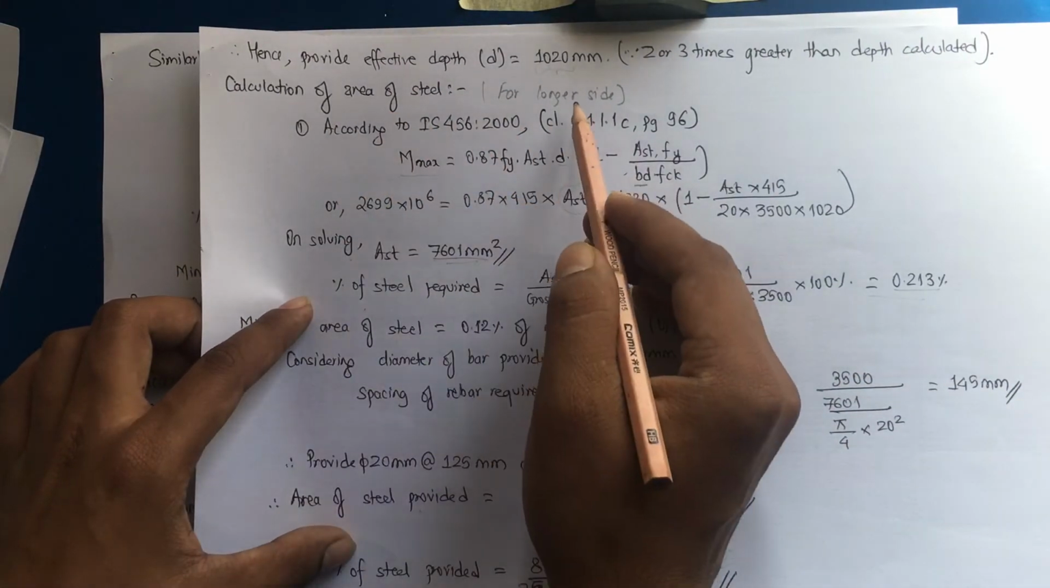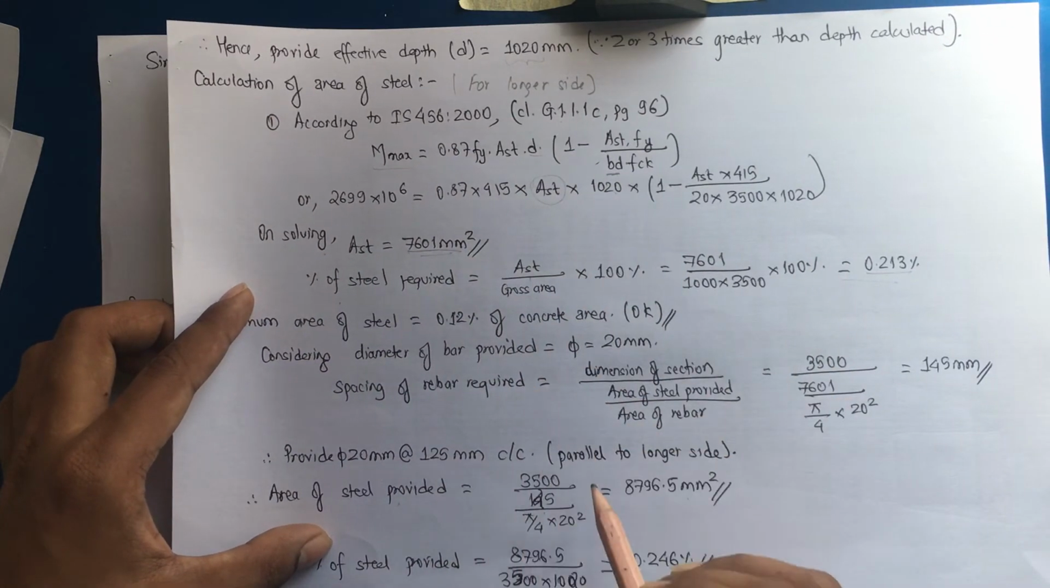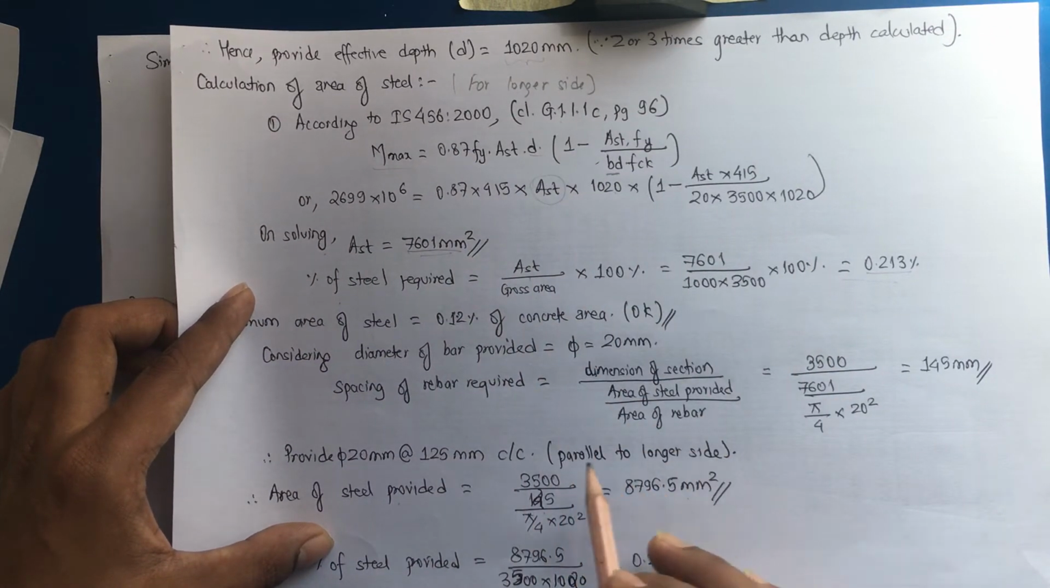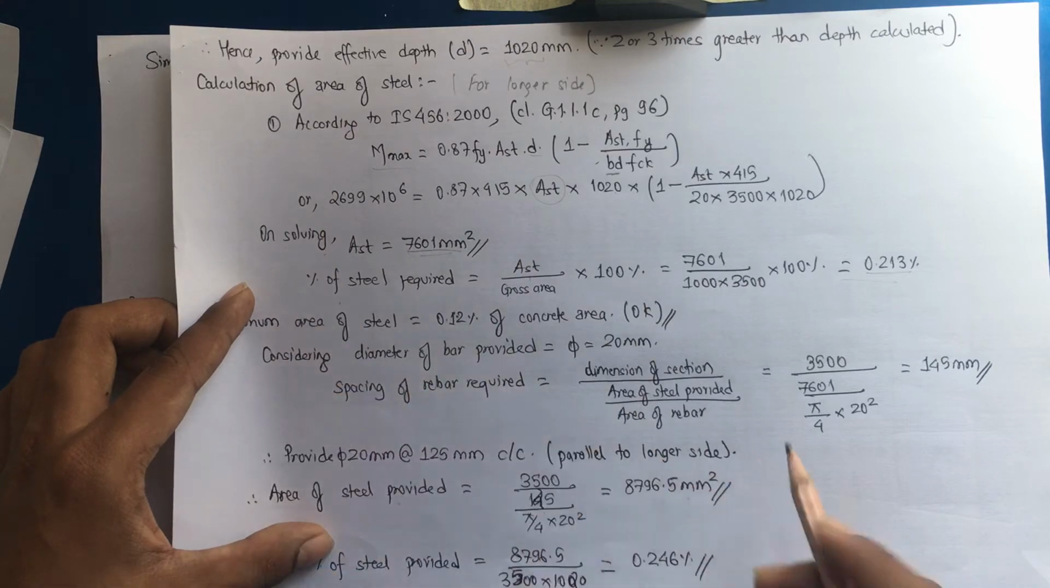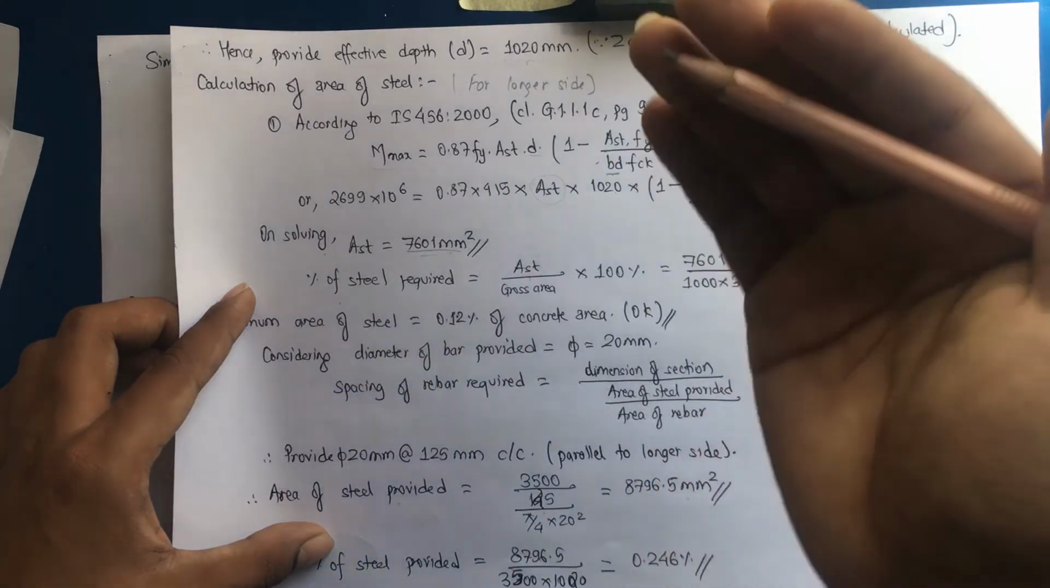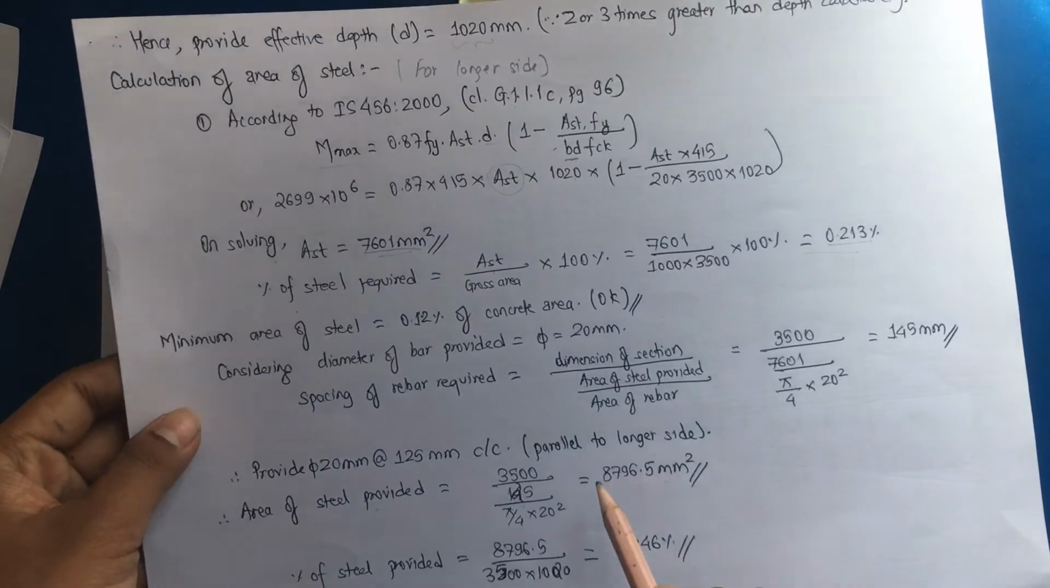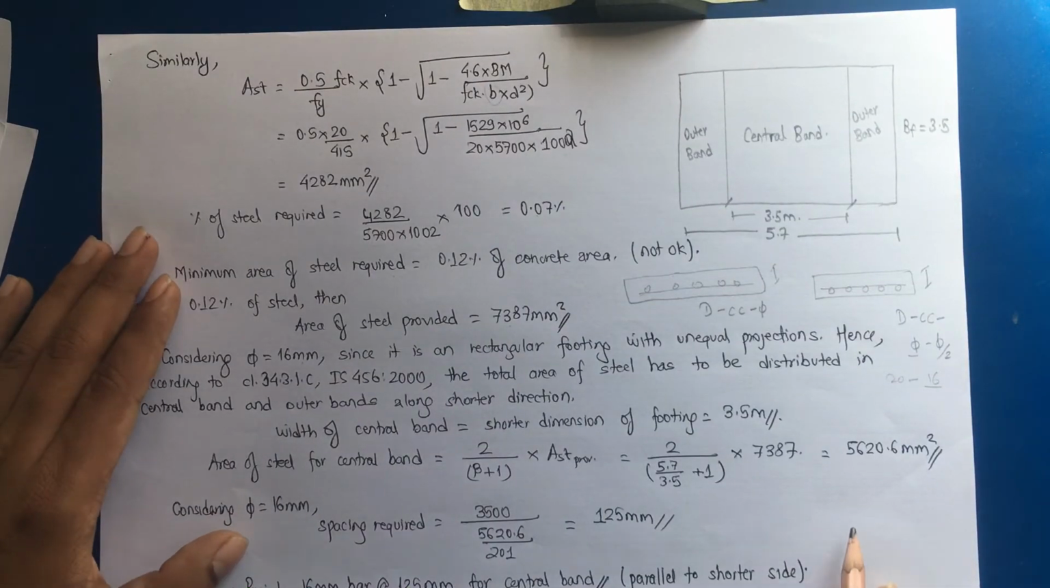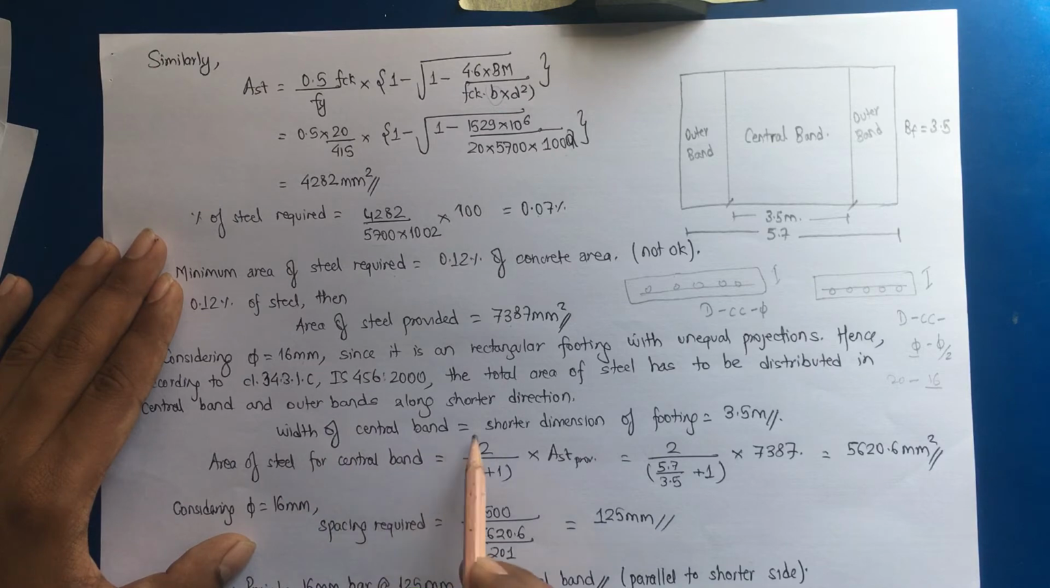So don't get confused: the area of steel that we have calculated previously will be provided parallel to the longer side, that is, along the longer or along the shorter side and parallel to the longer side. Don't get confused with the terminology. So the width of the central band is calculated.